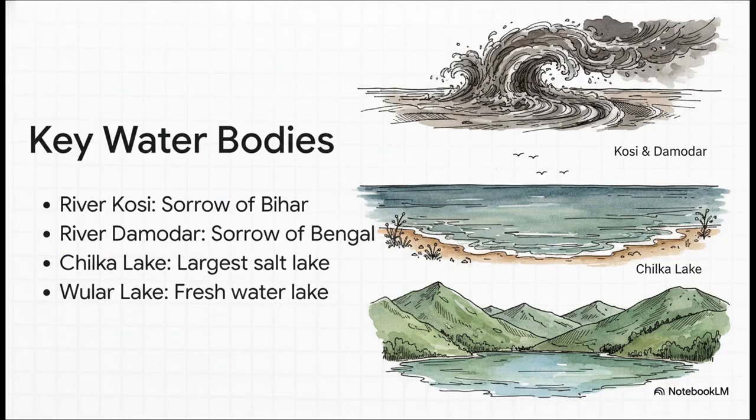Here's a crucial pro tip. Large catchment areas plus intense seasonal monsoons equal massive, rapid flooding. It gets so severe that it famously earned both the Kosi and Damodar rivers the heavy title of sorrow for Bihar and Bengal, respectively. You can also spot the stark contrast between that brackish Chilka Lake in the east and Wular Lake, a super vital freshwater body way up in Jammu and Kashmir.